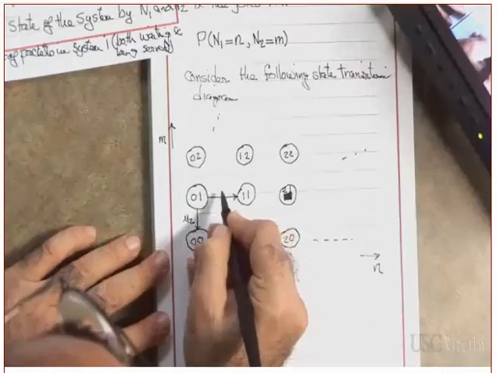It repeats itself. Okay, now let's write the steady state transition equations. I'm not going to solve it. I'm just going to write it. I'll let you solve that at home, but I will show you an interesting result.